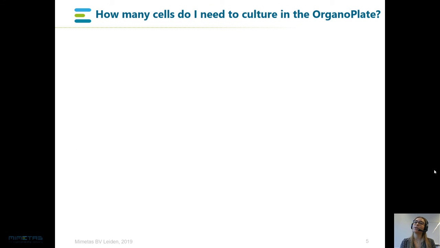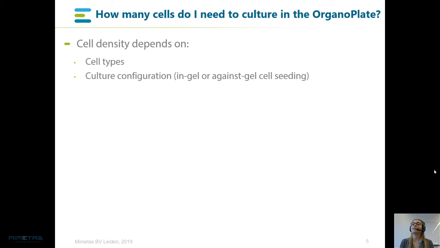Now let's move to the next question, which is, how many cells do I need to culture in the organoplate? Well, this depends on the cell type that you're going to use and whether you culture your cells inside an ECM gel, such as neurons or liver cells, or against an ECM gel to create tubular structures, such as endothelial and epithelial tubules.